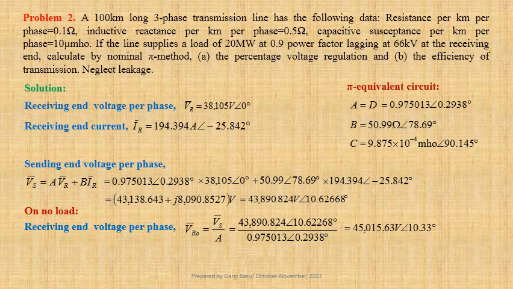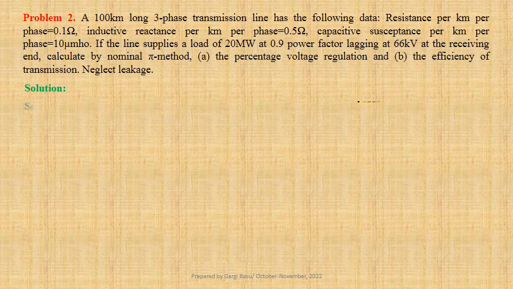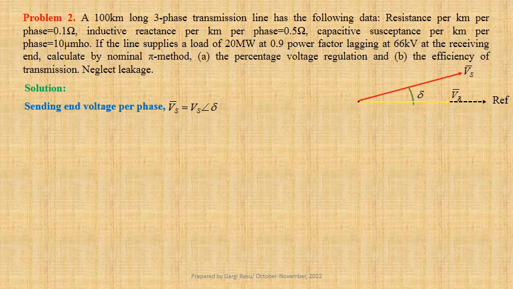Let us now determine voltage regulation, that is equal to VRO minus VR divided by VR. Using values we get 45,015.63 minus 38,105 divided by 38,105. That gives us 0.1814 per unit or 18.14%.